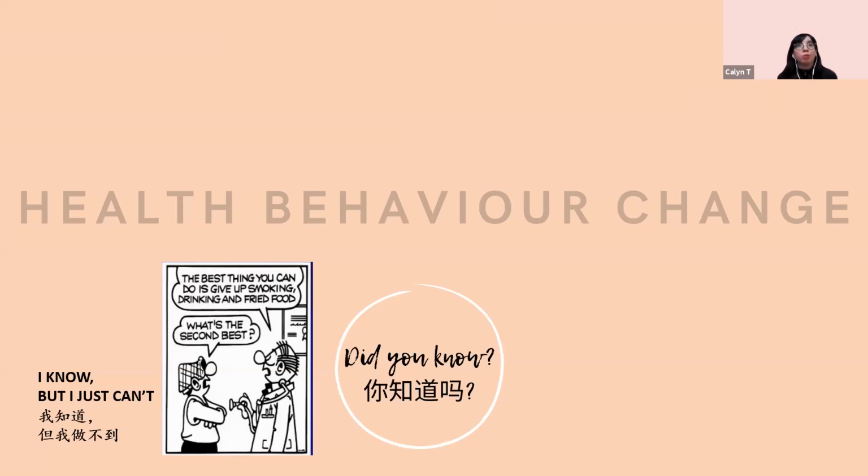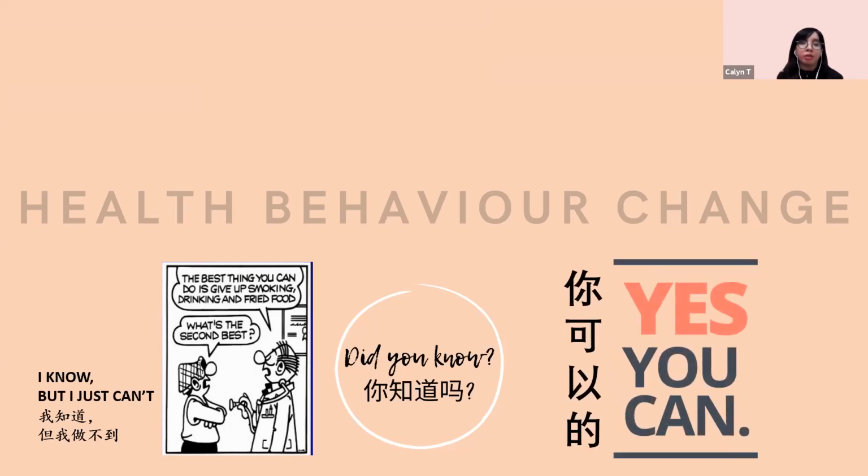We always know what is best. We know that smoking is bad for health. We know that we need to eat healthily. We know that we should exercise. I know, but I just can't. This is our general human nature. By human nature, we will always choose something which we think is best for us. We know that this is good, but I don't think that I can change. But I want to challenge you and tell you that yes, you can.